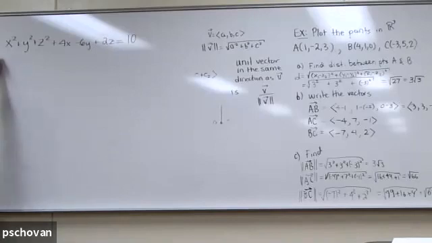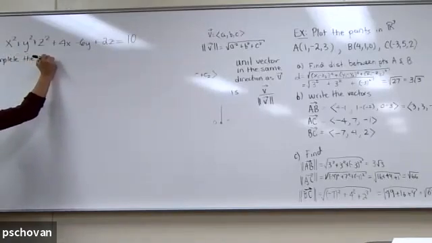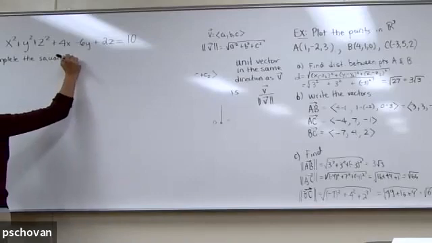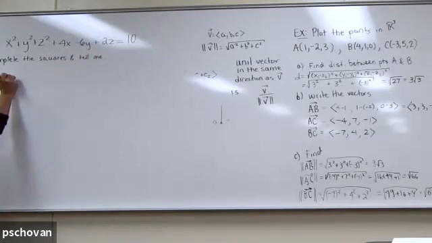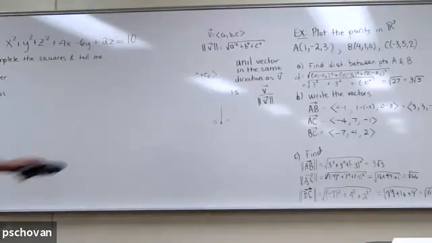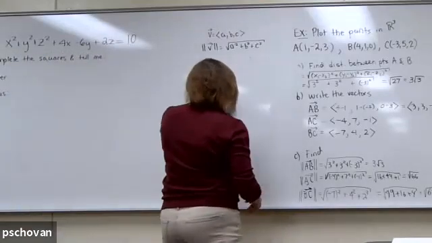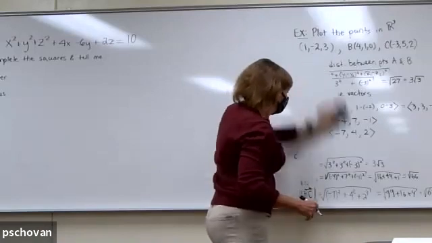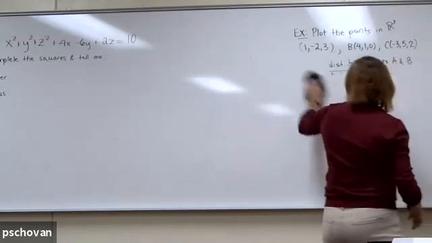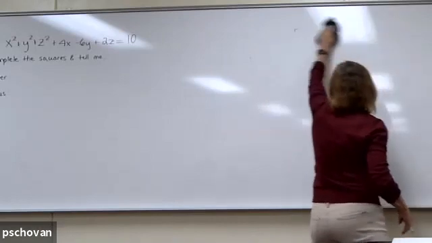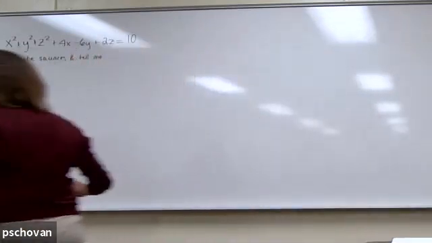So I need you to complete the squares on each variable and tell me the center and its radius. See if you can remind yourself how you complete the squares. It's probably been a while since you've done it.